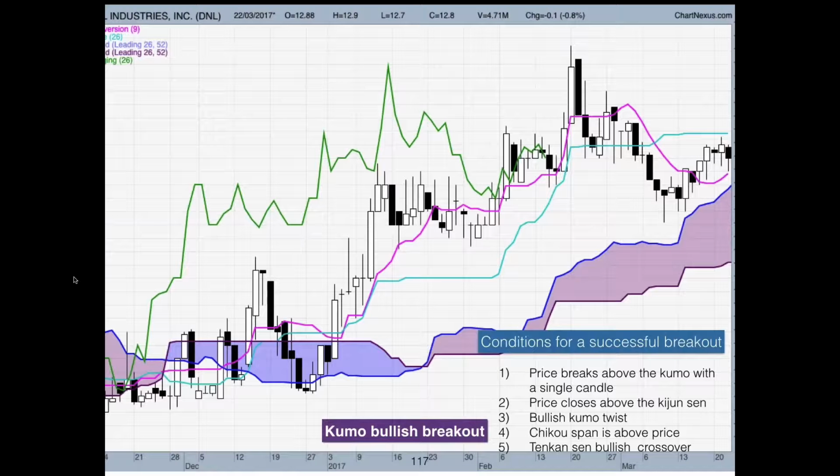Here's an example. A bullish Kumo breakout happens when the following conditions are met. Number 1, price breaks above the Kumo with a single candle. 2, price closes above the Kijun-sen. 3, there's a bullish Kumo twist. 4, the Chikou span is above the price. And 5, the Tenkan-sen makes a bullish crossover.